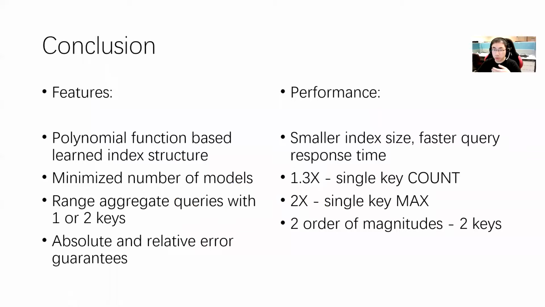So, in conclusion, we propose a polynomial function-based index structure called Polyfit, which minimizes the number of models required to approximate the curve. We use Polyfit to answer approximate range aggregate queries with 1 or 2 keys with absolute and relative error guarantees. Experimental results show that we can provide faster query response time and smaller index size. That is 1.3 times faster in single key count query, 2 times faster in single key max query, and up to 2 orders of magnitude faster in queries with 2 keys.